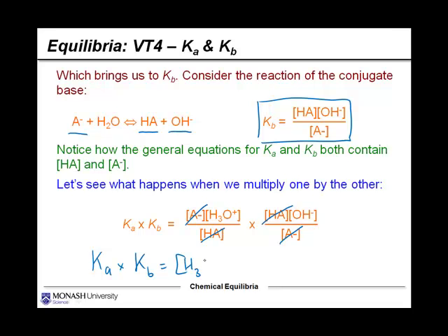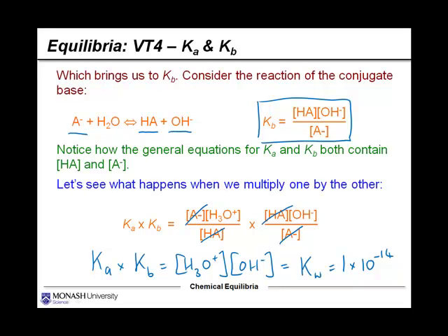And I hope at this point you're thinking to yourself, hang on a sec, that looks pretty familiar. Oops, should be W. That's right, that's the expression for Kw. In other words, Ka and Kb, when multiplied by each other, will give you Kw. Well, we know Kw at 25 degrees Celsius equals 1 times 10 to the minus 14. Looks like a pretty useful expression if you ask me.